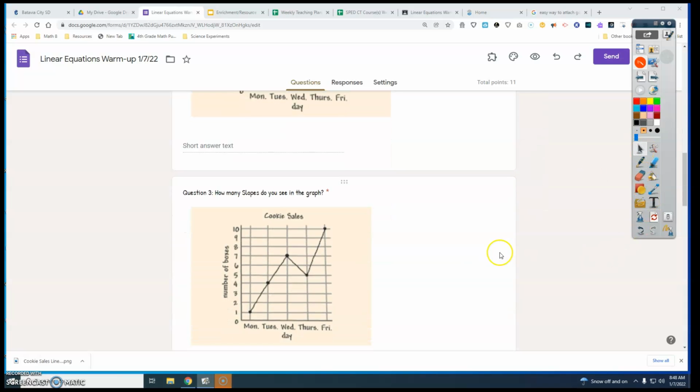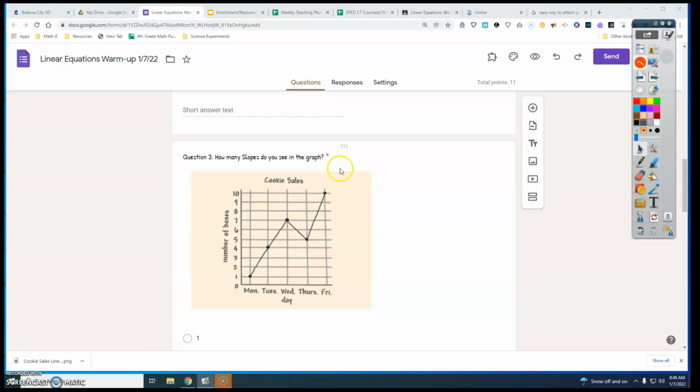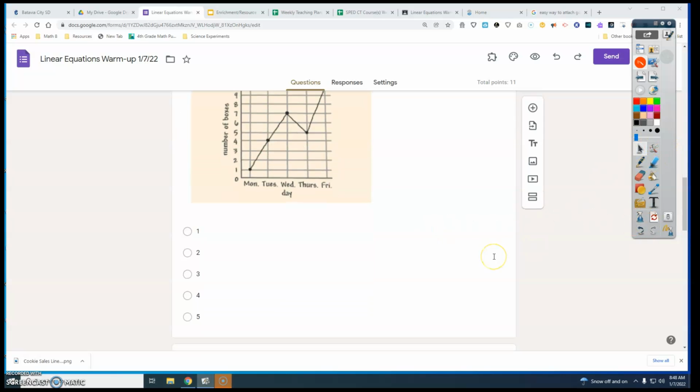Okay, so if we scroll down a little bit, we have question 3. How many slopes do you see in the graph? Well, we talked about this in number 1. There are actually 3 slopes, like we said before. So we have the 3 slopes here. We have 1 slope, we have 2 slopes, and we have 3 slopes. Perfect. And this is a multiple choice question, so that's something you could respond to below. It gives you the options 1, 2, 3, 4, or 5. In this case, you'd be choosing 3.